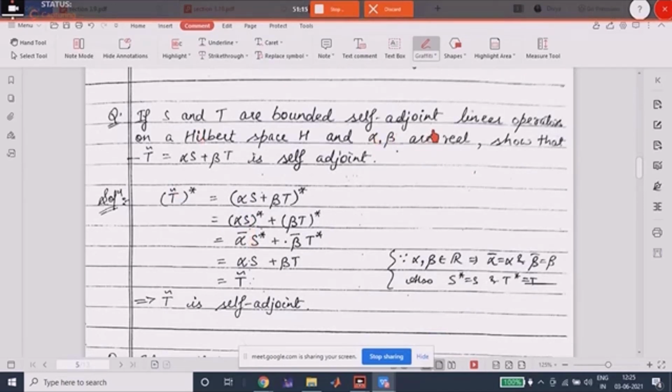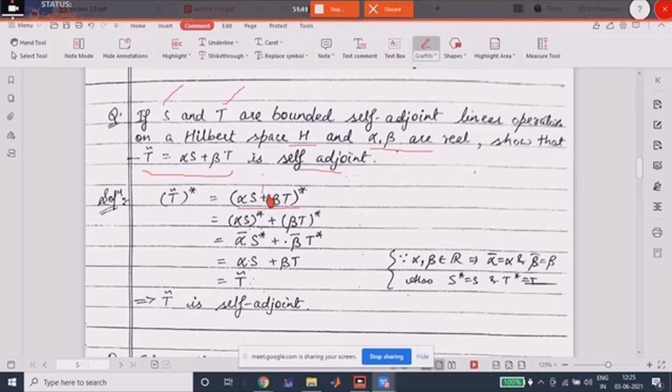So next we have a question which says that if S and T are bounded self-adjoint linear operators, we have to show that T tilde, which equals alpha S plus beta T, is self-adjoint. Here S and T are both self-adjoint, and alpha and beta are real, right?